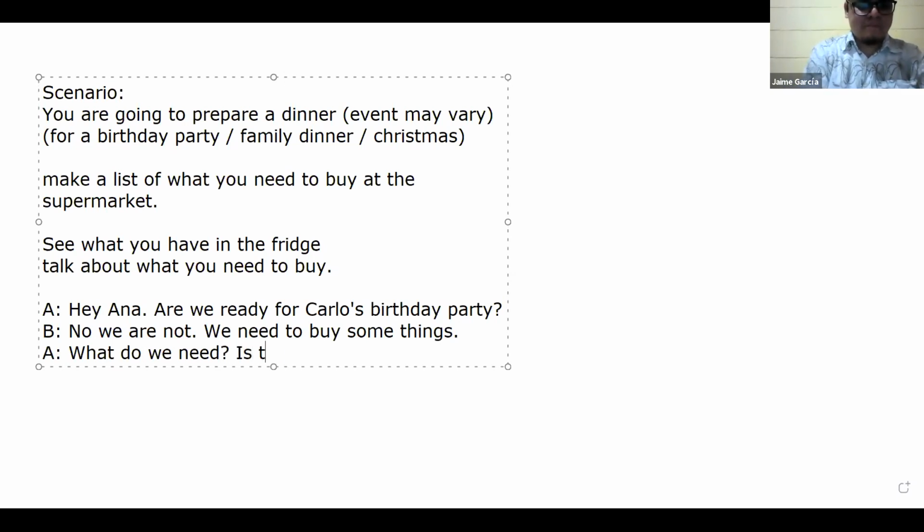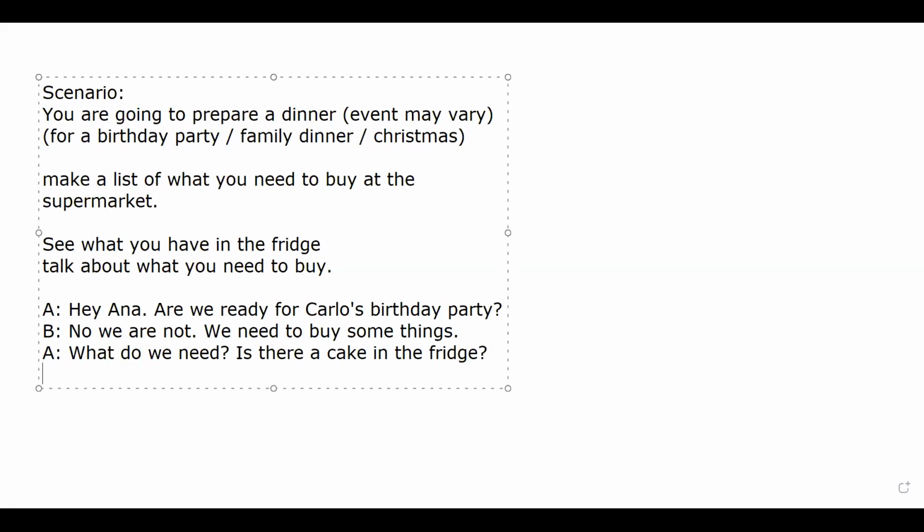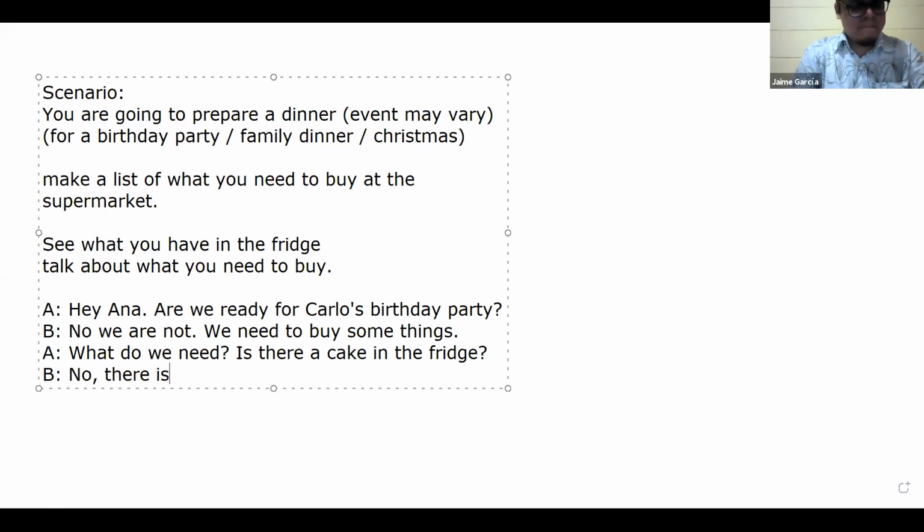Is there a cake? Excuse me. Is there a cake in the fridge? No, there isn't. And then you continue like that until you finish the conversation. Remember, this is a scenario. You're going to prepare a dinner.